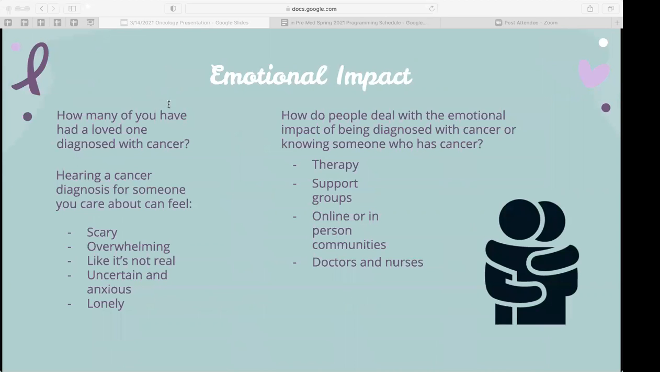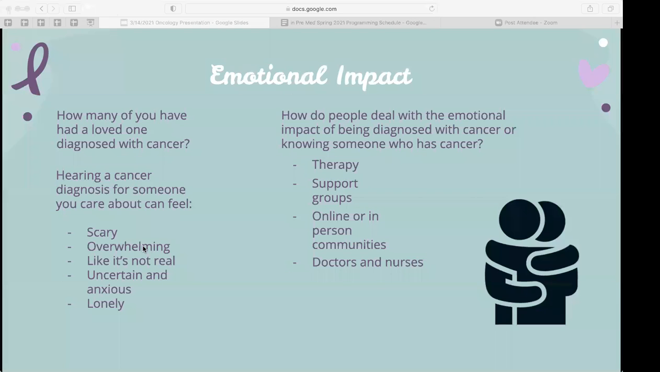How many of you had a loved one diagnosed with cancer? Is it possible for them to write in the chat if they've had a loved one diagnosed with cancer? I think I made it private earlier, but yeah, people are typing in the chat. It seems to be really common.